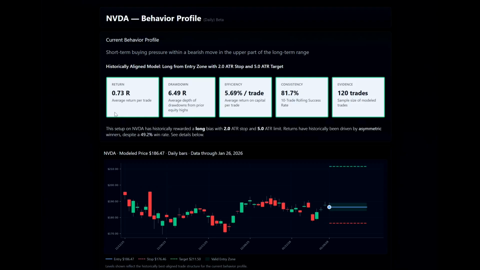So first we have the return, and these are given in R, which is the unit of risk. So wherever the stop is placed equals your unit of risk, and then you can use multiples of that for all your math. So it's risk adjusted sizing, volatility adjusted sizing as well on the stop losses. So 0.73 R average return per trade in this specific setup.